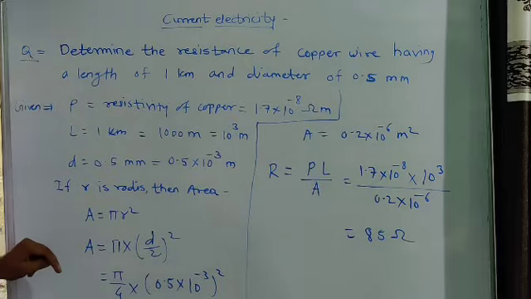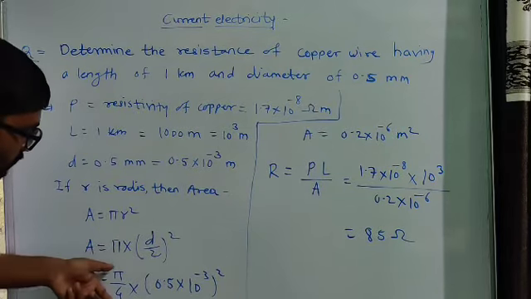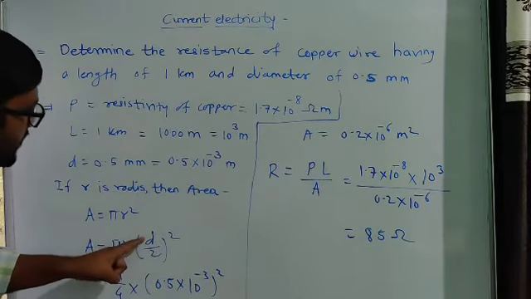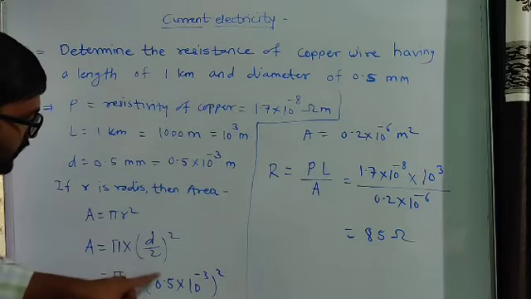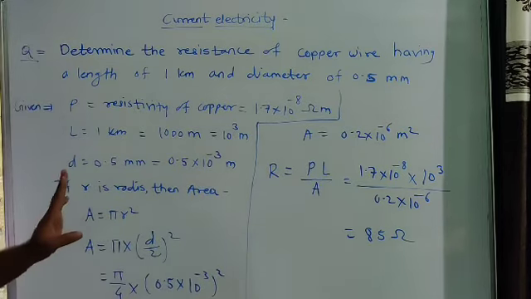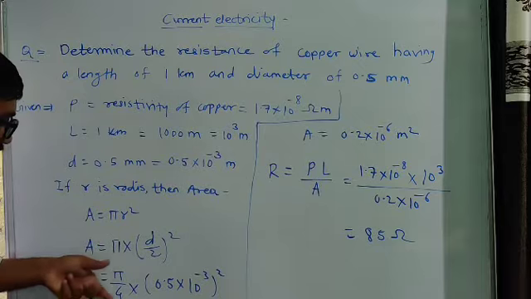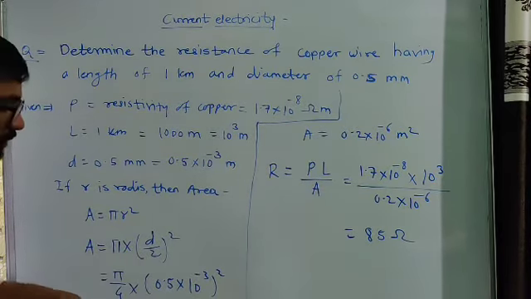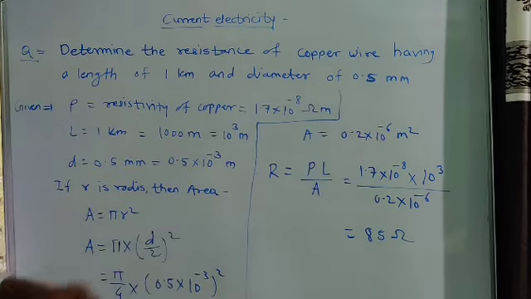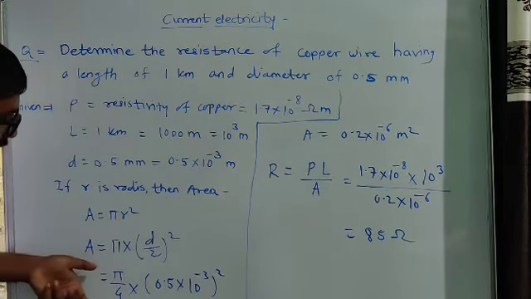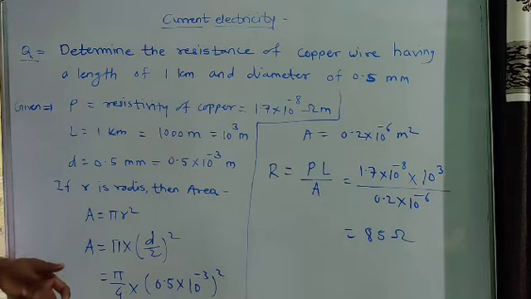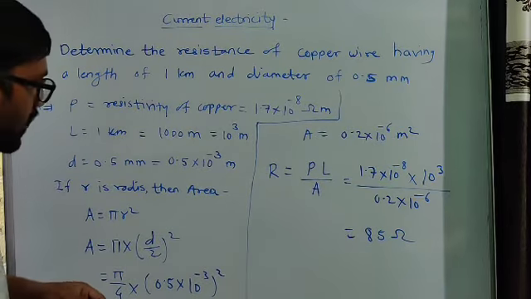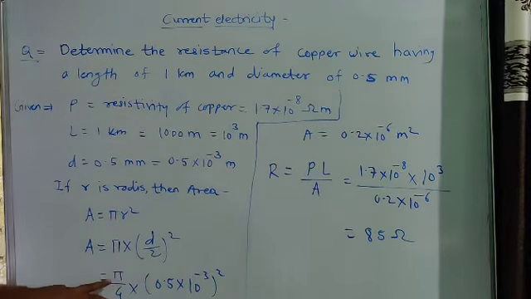So we take the 4 outside, so it will be pi by 4 into d square, where the diameter is 0.5 into 10 raised to minus 3, and its square. So the area of that given wire will be pi by 4 into 0.5 into 10 raised to minus 3 bracket square. Now if we solve this, we know the value of pi, it is 3.14.